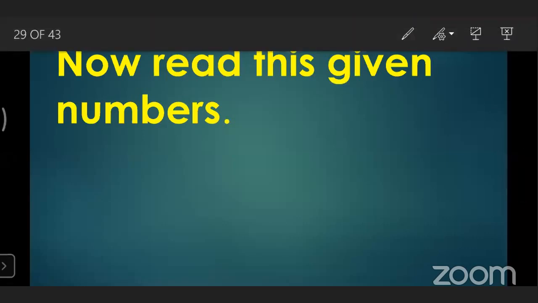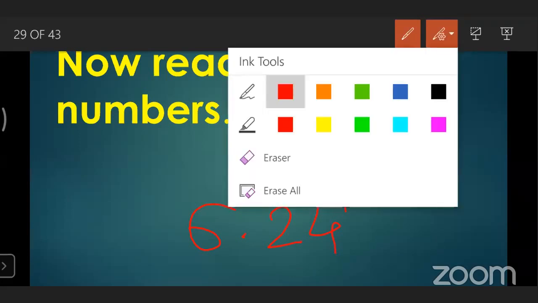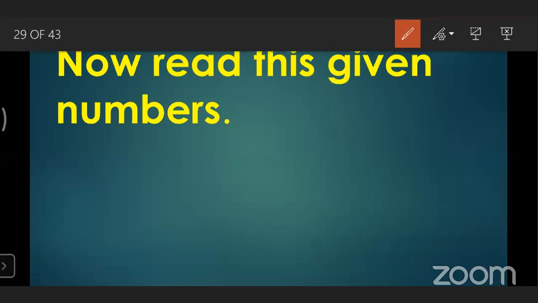Okay, do you understand? One more example we are going to take now. Six and 24 upon 100. Can you convert this into a decimal fraction or decimal number? Yes. 6.24. Okay, very nice. 6.24. Is it clear, all of you? Very good. So this is a decimal fraction.